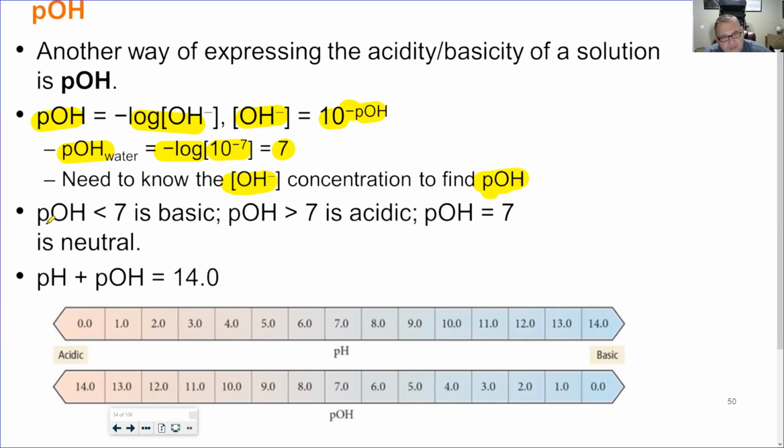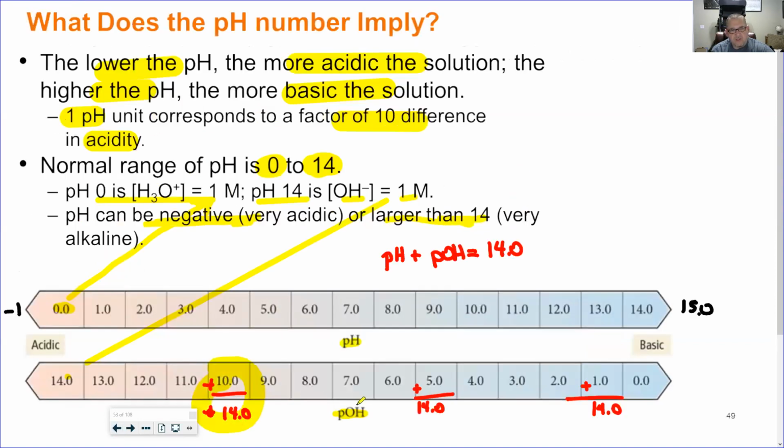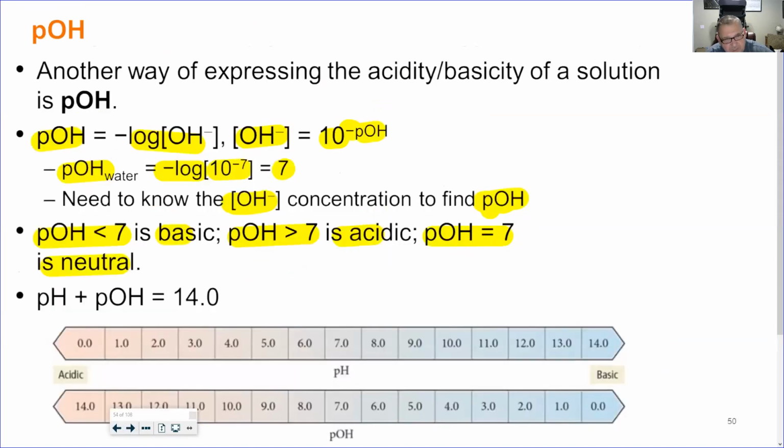And going back to our definitions, if pOH is less than 7, it's basic. If pOH is greater than 7, the solution is acidic. And if pOH is equal to 7 exactly, then it is a neutral solution. And the combination, as I showed you from adding together the terms from these previous slides, when we compare pH and pOH together, pH plus pOH equals 14.